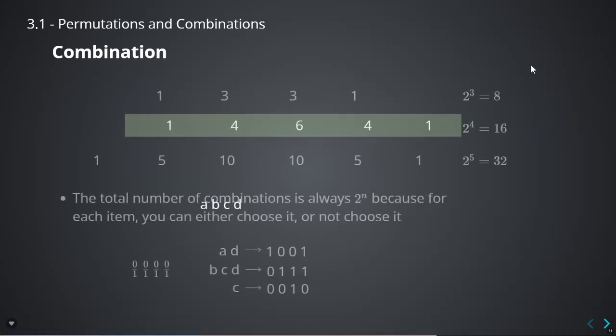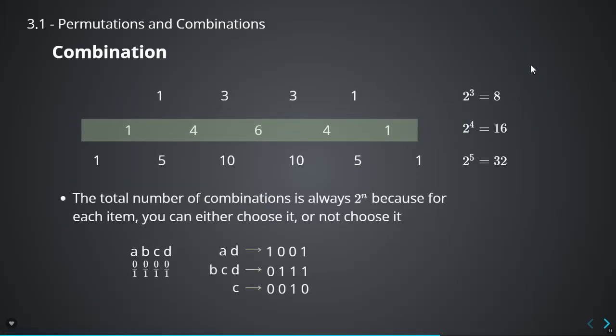Obviously, also on the Pascal triangle, if you sum up all the numbers on a line, you end up with powers of 2. So 1, 4, 6, 4, 1 is equal to 16. And the total number of combinations is always 2 to the n, because for each item, you can either choose it or you don't choose it. I call this the light switch argument.